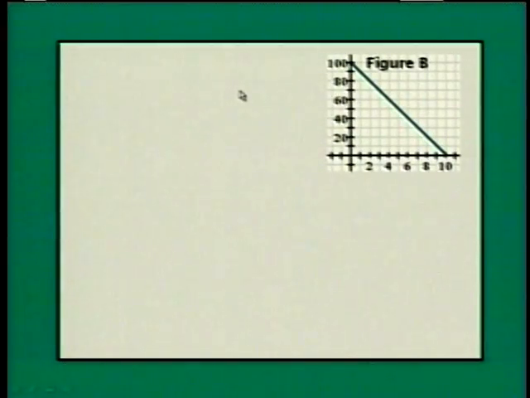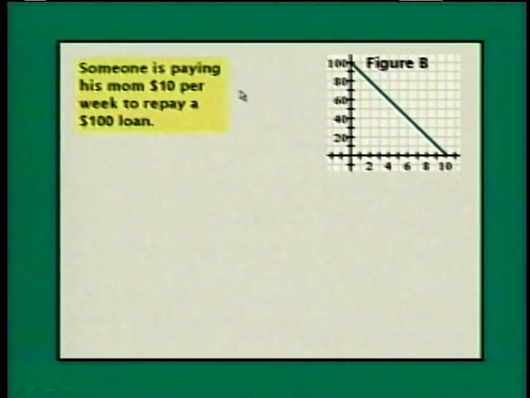So we're left with 1 figure and 1 verbal model. Let's make sure that this verbal model actually fits with this 1 remaining figure. Our last verbal model is someone is paying his mom $10 per week to repay a $100 loan. So if we think of the amount left to repay on the loan depending on the number of weeks this person's been paying his mom back for the loan, our vertical intercept should be 0, 100. That makes sense on this graph.